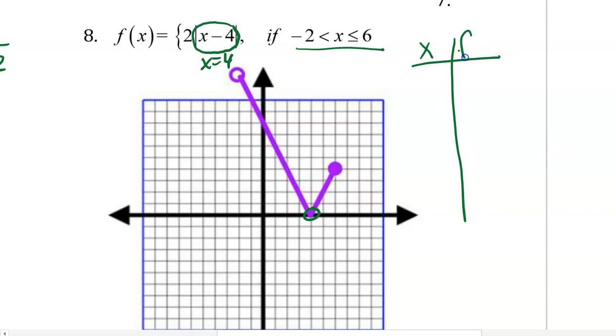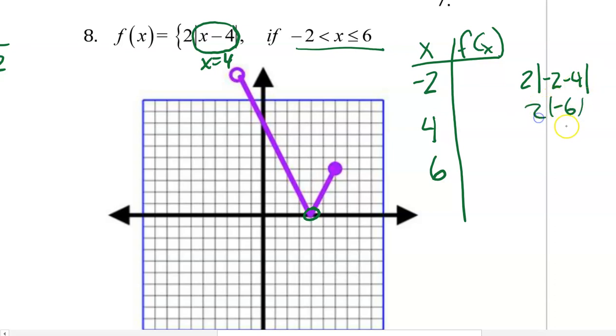So again, option t-chart. Since we don't really have a good slope to work off of, you can calculate the slope, but you'd have to do it in 2 chunks, one to the left of 4 and one to the right of 4. Instead, we'll put in our edges, negative 2 and positive 6, and we'll put in our turn point, 4. So, when we put in negative 2, 2 times the absolute value of negative 2 minus 4, negative 2 minus 4 is negative 6. The absolute value of negative 6 is positive 6. So 2 times 6 is 12.